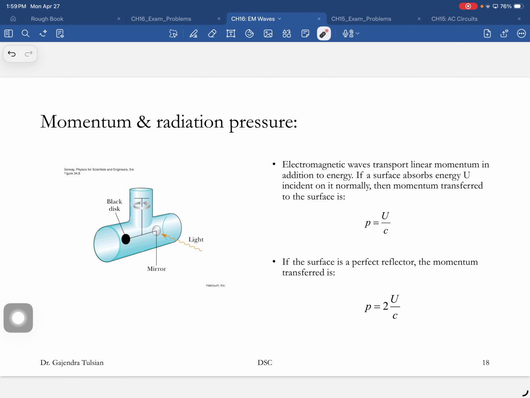For instance, here is a solar sail, and this is sunlight exerting a pressure. Now the sunlight is bouncing off, so the pressure exerted there is twice S over c. And this is going to push the solar sail to whatever destination.